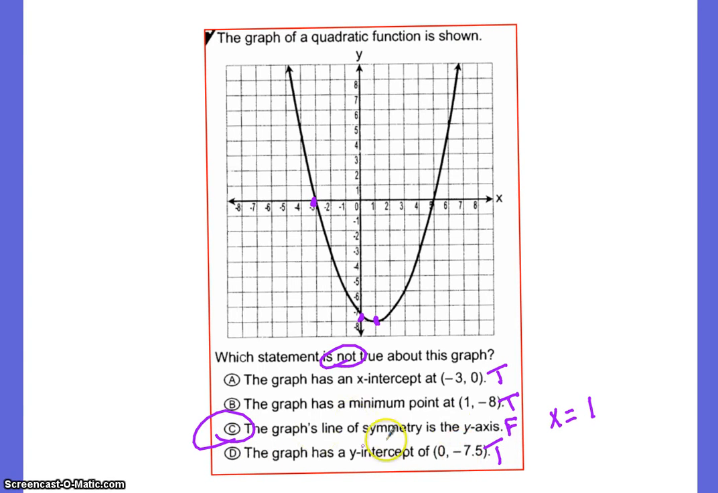This is one where, even though C was the answer, you might not remember what a line of symmetry was, you could get this answer by ruling everything else out.